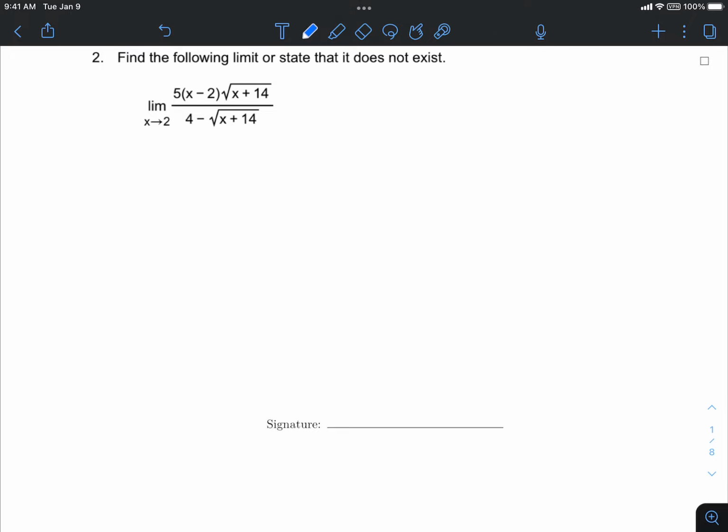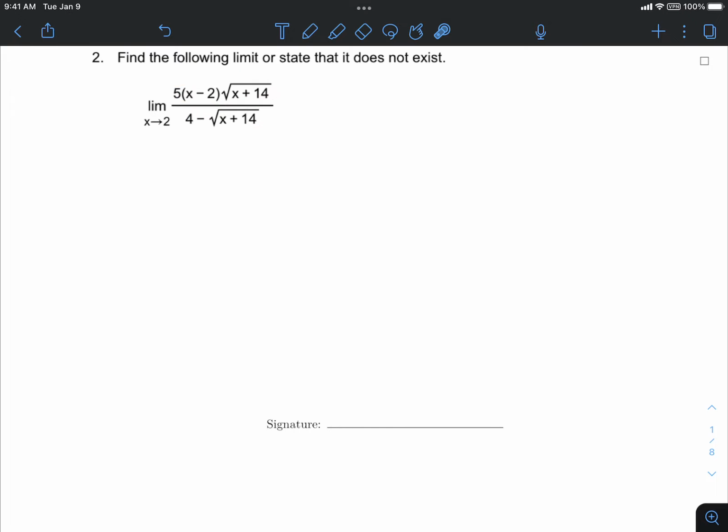So if I'm able to plug in the value x equals 2 into this expression and I get a good legitimate number out of it, then that would be the answer. But unfortunately, if you plug in x equals 2 at the denominator, you'll get 2 plus 14, which is 16. The square root of 16 is 4. 4 minus 4 is 0. So you have something divided by 0.